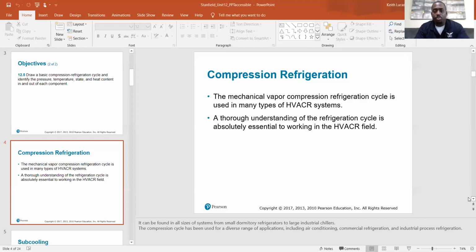So compression refrigeration. The mechanical vapor compression refrigeration cycle is used in many types of HVAC systems. A thorough understanding of the refrigeration cycle is absolutely essential to working in the HVAC field. It can be found in all sizes of systems, from small dormitory refrigerators to large industrial chillers. The compression cycle has been used for a diverse range of applications, including air conditioning, commercial refrigeration, and industrial process refrigeration.